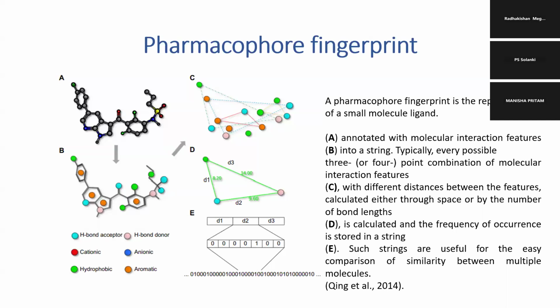And based on these distances, our computer generates some binary codes. For D1, D2, and D3, there could be different codes, and it's automatically generated by our system. If you are interested to read more about this, you can go to the Ching et al. paper and read this.